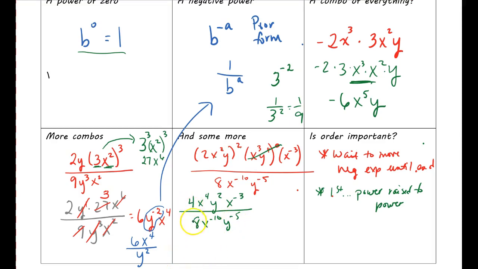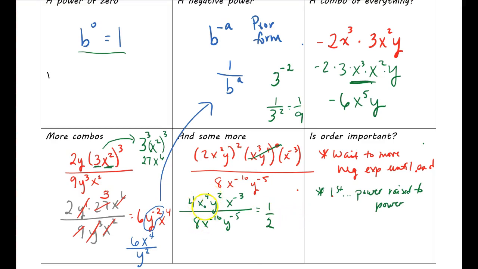And now the goal or the job is to simplify this. So let's do the numbers together. Well, what is 4 over 8? Well, 4 over 8 is just 1 half, right? 1 over 2.